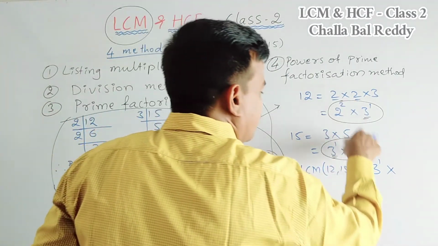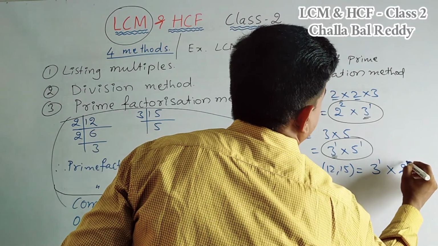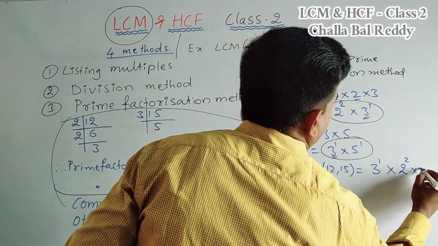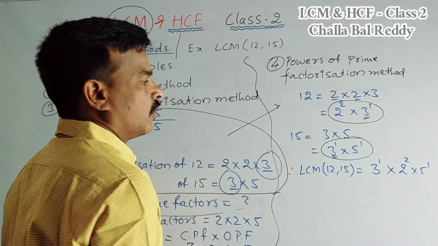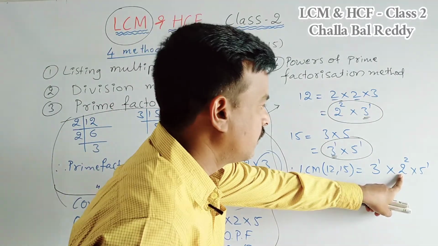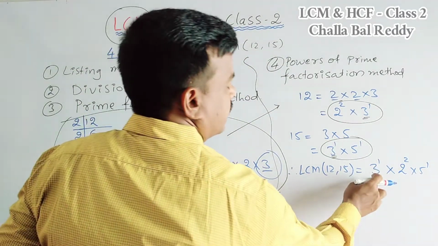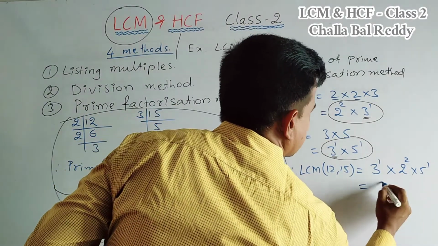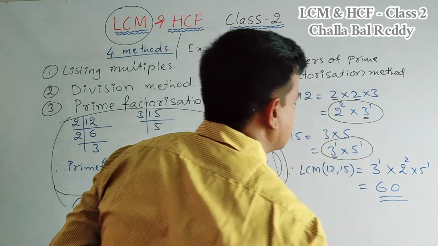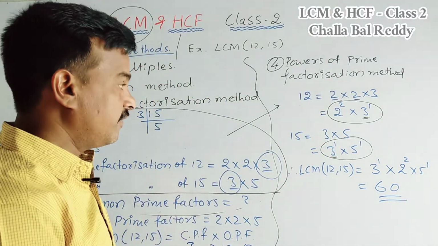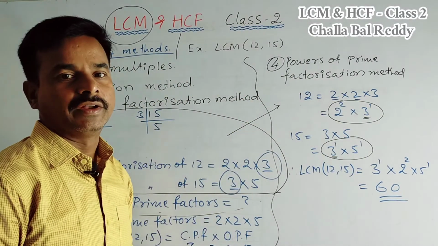That is why we write the other factors as they are: 2 to the power of 2 into 5 to the power of 1. So 3 to the power of 1 is 3, 2 to the power of 2 is 4, 5 to the power of 1 is 5. So 3 into 4 into 5 is 60. Okay, 60 is the LCM of 12 and 15.